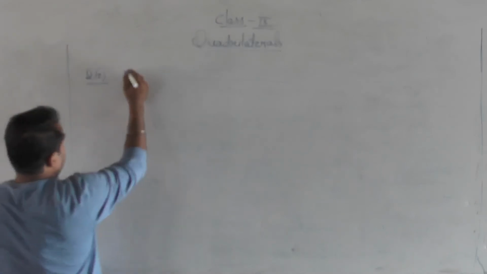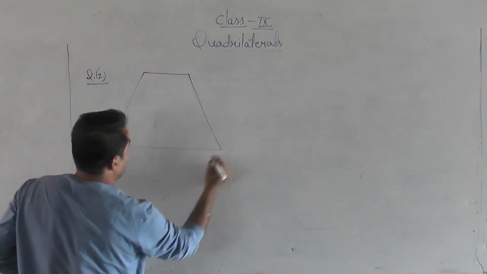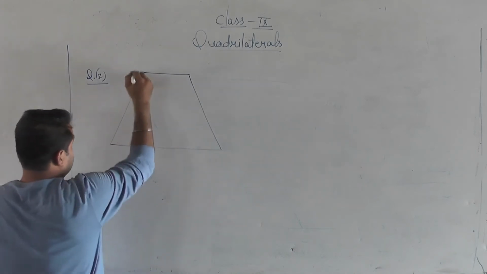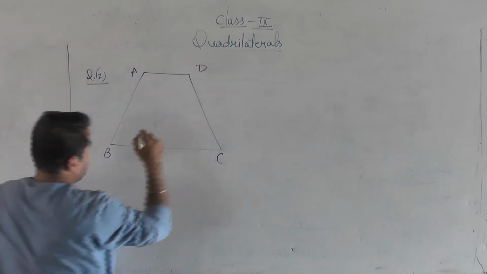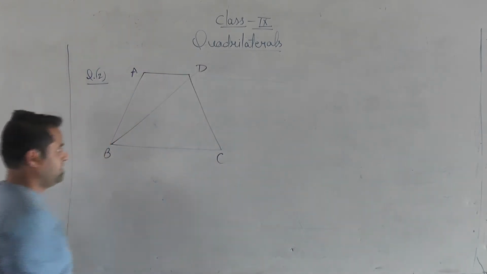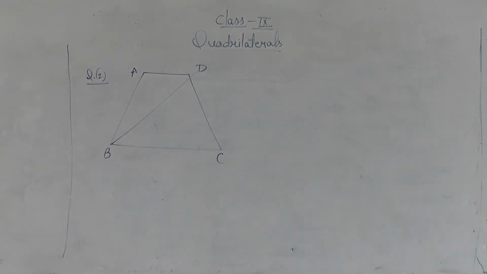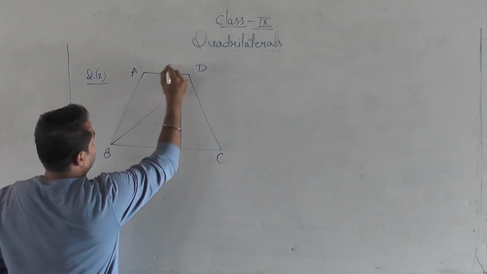This is the second question. A trapezium is given to us, ABCD, in which BD is the diagonal. So I made a BD diagonal. Now let's say AD is parallel to BC and E is the midpoint of AD. Now E is the midpoint of AD.